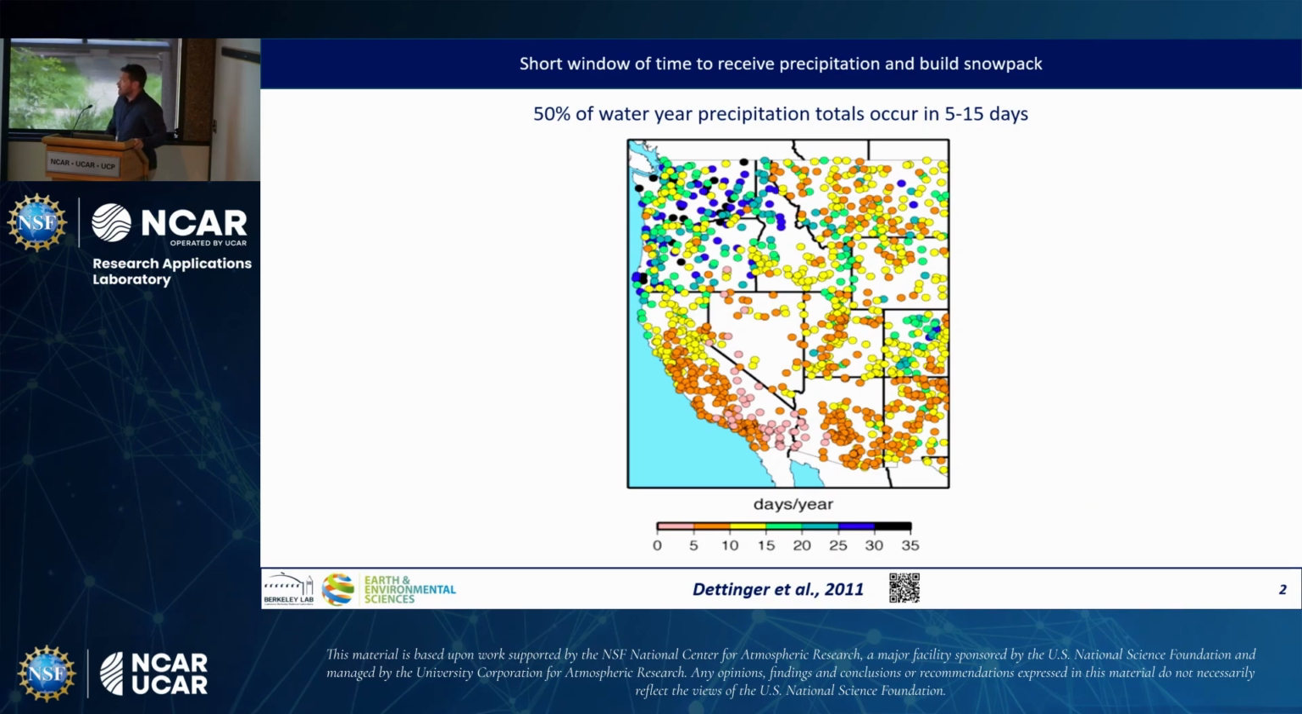So as a little primer, in the Western United States, one of the dilemmas that we have is that we get a lot of our precipitation in a short window of time. This plot here is showing the number of days per year it takes on average to reach our 50% water year total. As you can see in places like California, Nevada, even parts of the Rockies, we can get about 50% of our precipitation in about 5 days, all the way up to about 15 days. So we really get a short amount of time to receive precipitation and build snowpack, and so we're really susceptible to interannual variability associated with atmospheric river activity.